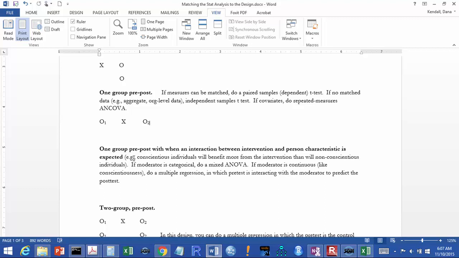So that is where we have a program interacting with conscientiousness to predict the DV, whatever that is. And so in that case, this is an interaction or a moderation. And remember, a moderation is basically that the IV impacts the DV differently depending on another variable. And in this case, the intervention impacts the DV to a greater or lesser extent depending on conscientiousness.